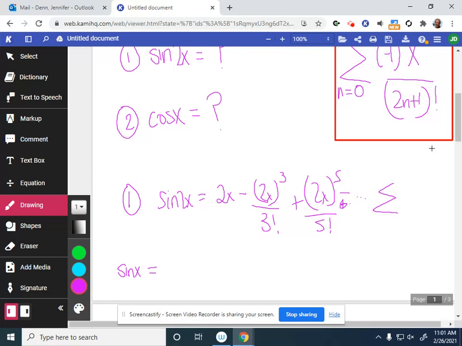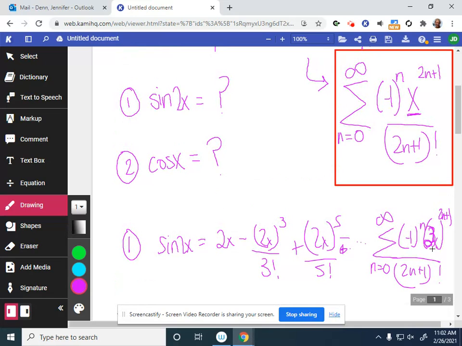General term is just the same as it is up here, my -1 to the n, but now replace x with 2x. So that substitution is really easy, especially if I already have a general term. I already had the general term, so just replace the x in the general term with 2x. That's it.